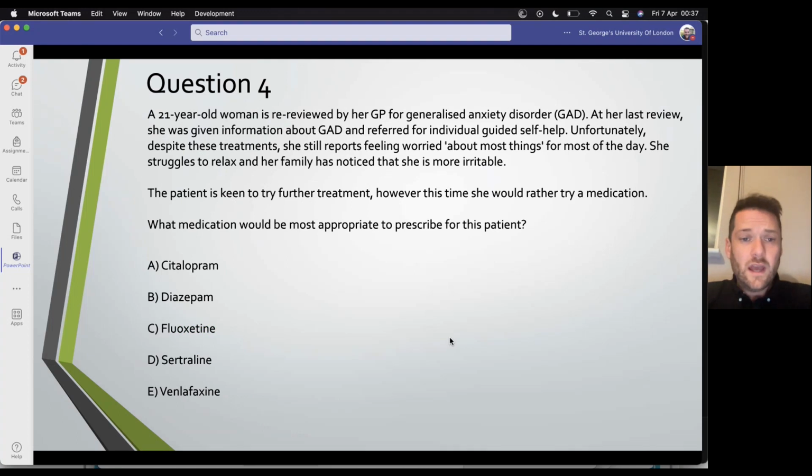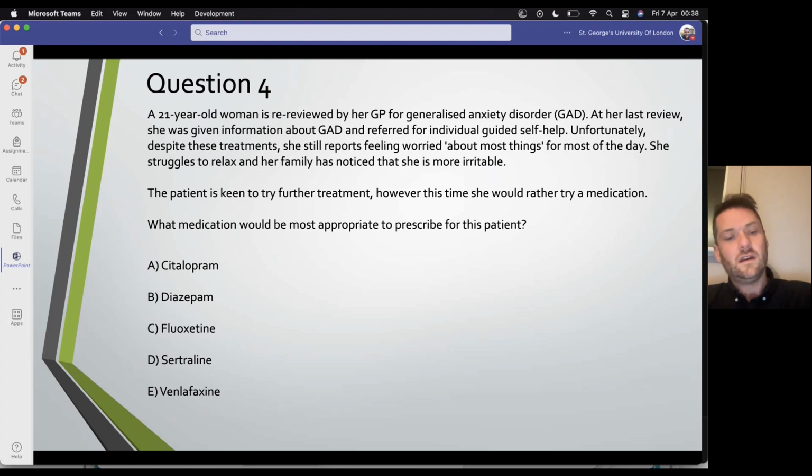Nearly there. Question four. A 21-year-old woman is re-reviewed by her GP for generalized anxiety disorder. At her last review, she was given information about GAD and referred for individual guided self-help. Unfortunately, despite these treatments, she's still feeling worried about most things for most of the day. She struggles to relax, and her family have noticed that she's more irritable. The patient is keen to try further treatment. However, this time she would rather try a medication. What medication would be most appropriate to prescribe for this patient?